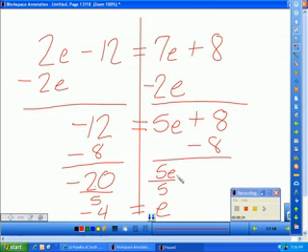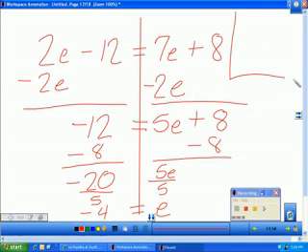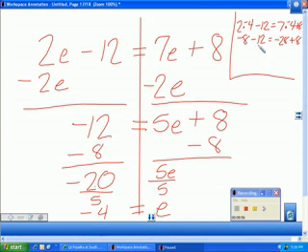Of course, you need to go back and check your answer using the original problem. I'm going to do that right up here in the corner. So 2 times negative 4 minus 12 equals 7 times negative 4 plus 8. 2 times negative 4 is negative 8 minus 12. 7 times negative 4 is negative 28 plus 8. Negative 8 minus 12 is negative 20. Negative 28 plus positive 8 is negative 20. Because I got the same answer on both sides of my equation, I know that I did it right.